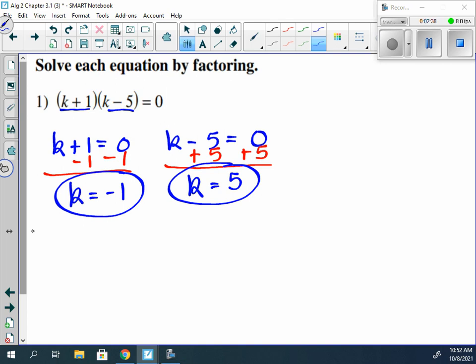Now there is one case where the values of the variable will be the exact same, and that's really if the two things in parentheses are the exact same. Because if it was k plus 1 times k plus 1, then k would equal -1 and k would equal -1, so it would be the same. But that's the only time where we'll have it be the exact same value. Otherwise, it's going to be one or the other. Because either it's at -1 or 5. Both of these will work.